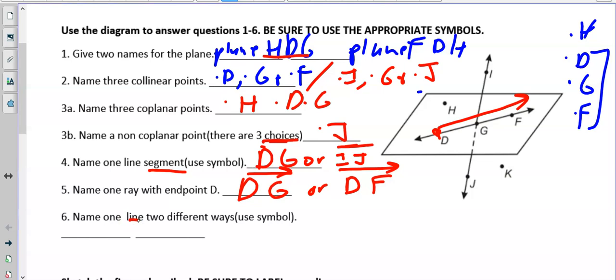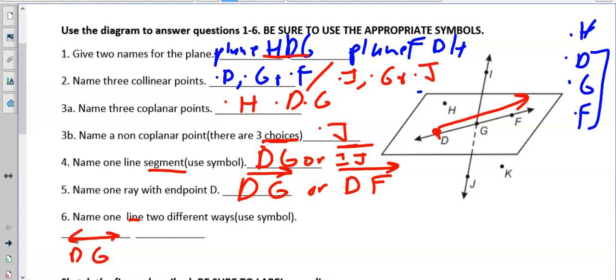All right, 2 different ways. So let's just pick one of those. In fact, we can just use the answers for number 4 and just change the symbol, right? We can call this DG. Oh, it says one line. Okay, so I'm going to call it DG.